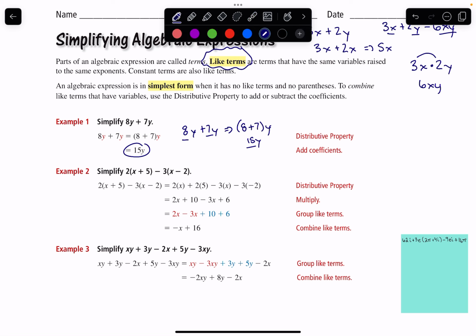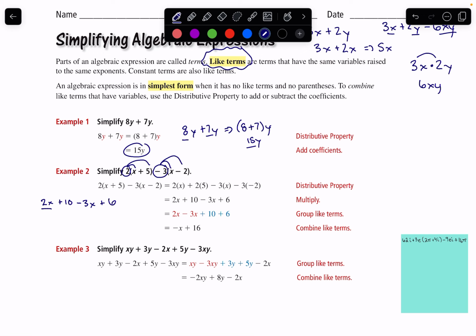Example number 2, you've got 2 parenthesis x plus 5 minus 3 parenthesis x minus 2. Now this one, you got to get rid of the parentheses by distributing. So remember that you take that 2, you multiply it by the x to get the 2 x's, and then you take the 2, multiply it by 5, and that becomes 10. But when you distribute the 3, don't forget that negative sign in front of the 3. That gets distributed with the 3. So you get negative 3 times x, which is negative 3x, and you get negative 3 times negative 2, which becomes positive 6. And then you look for things that can go together.